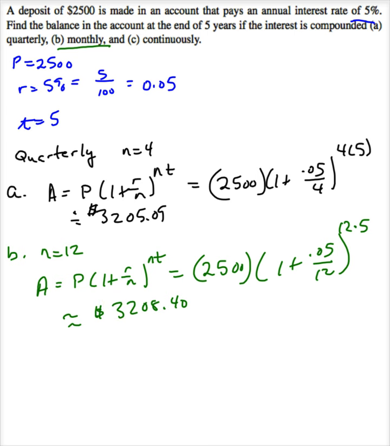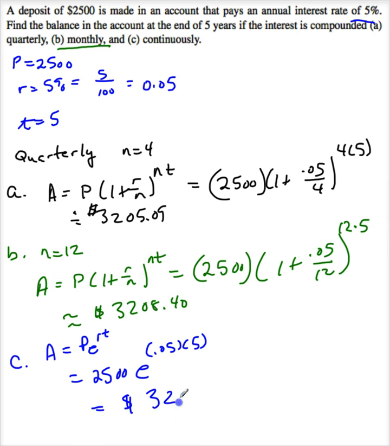But now let's look at what happens when it's compounded continuously. When it's compounded continuously, the amount is P e to the RT. So this is going to be 2,500 times e, the rate is still 0.05, and the time is still 5 years. So I'm going to get $3,210.06. So I actually get a little bit more money when I compound it continuously.